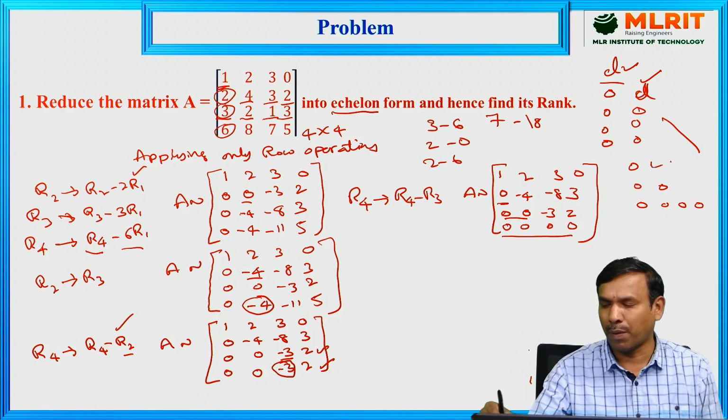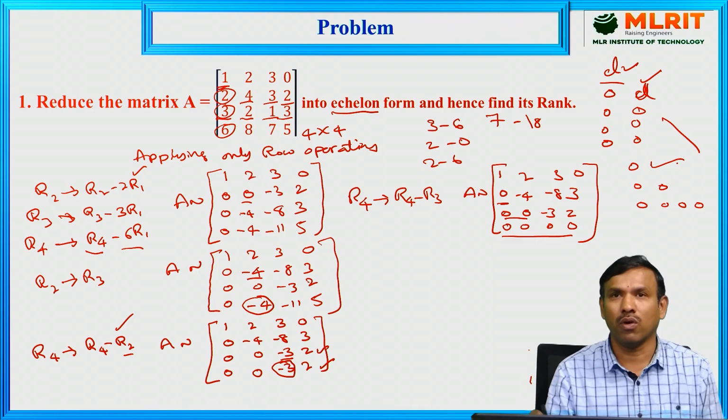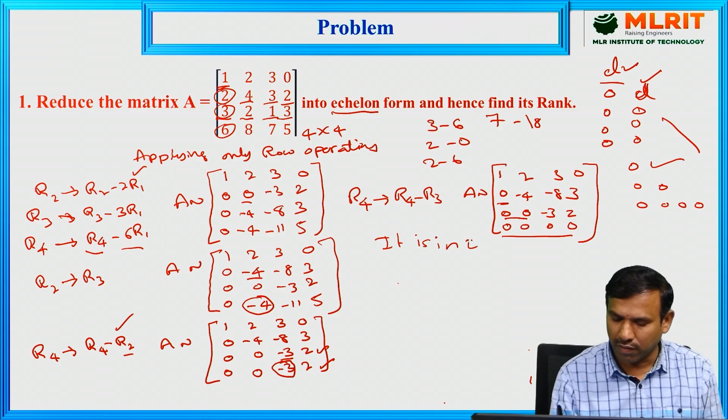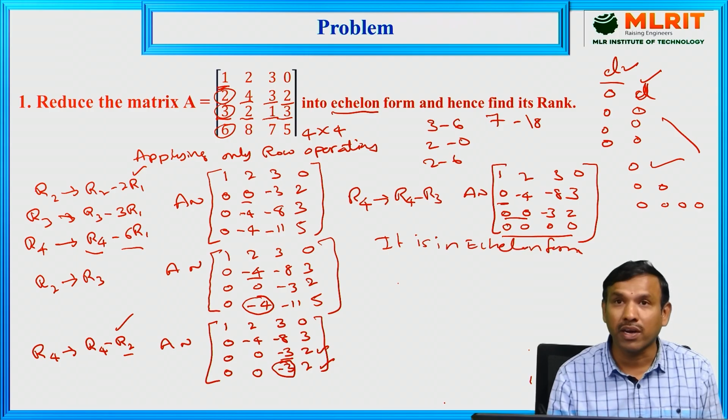So, what I have given is the pattern. Right? 1, 2, 3, 0. 0, minus 4, minus 8, 3. 0, 0, minus 3, 2. 0, 0, 0, 0. So clearly the number of zeros is increasing row wise. So it is in echelon form. Once it is in echelon form, we can decide the rank.